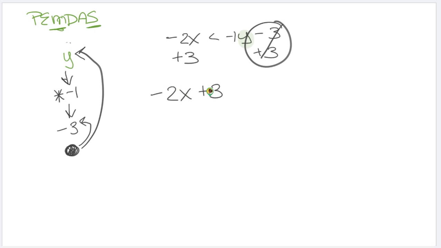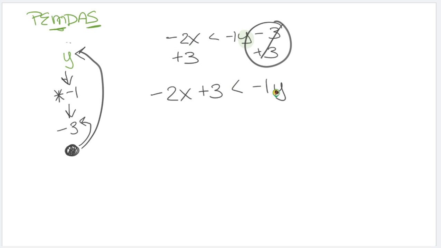The reason that I did not combine these is because I cannot. Negative 2x is a variable term. Positive 3 is a constant. You can't combine them, so we just write negative 2x plus 3. And then we still have is less than negative 1y.